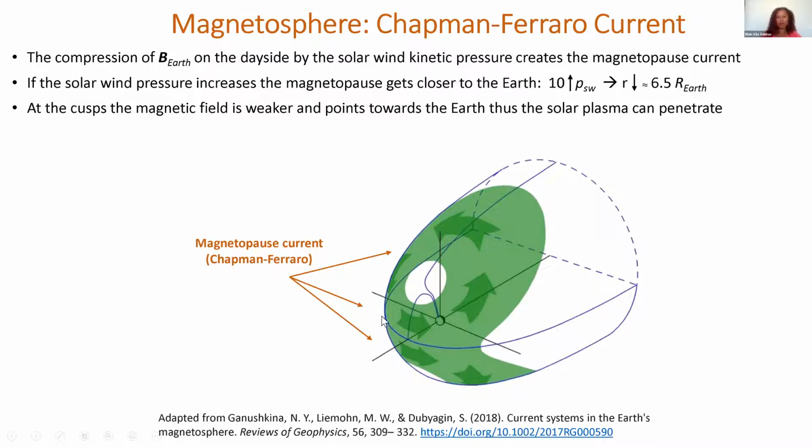This current flows this way in the magnetosphere, and then it goes around the cusps. This is a weaker magnetic field region. This is also a region where the field points to the ground, so plasma can penetrate here. So this is how the Chapman-Ferraro current goes in the northern hemisphere, and the same thing in the southern hemisphere.